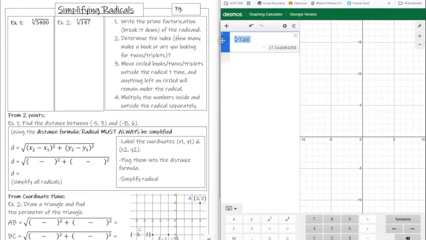All right, so we always leave the question there, just like that. And then whatever we get as our answer, we want to make sure that it matches 17.544, and whatever yours is, it matches. All right, so now we're going to go ahead and get started.